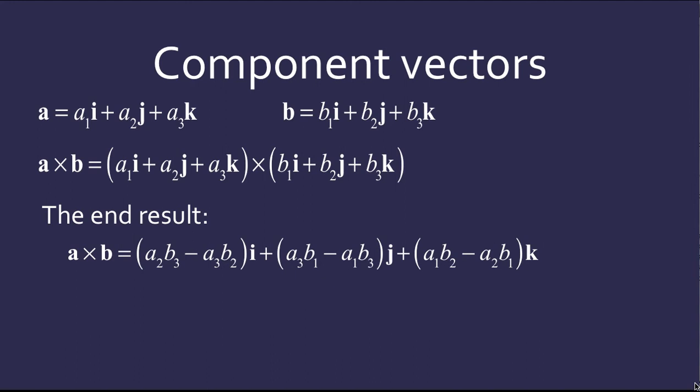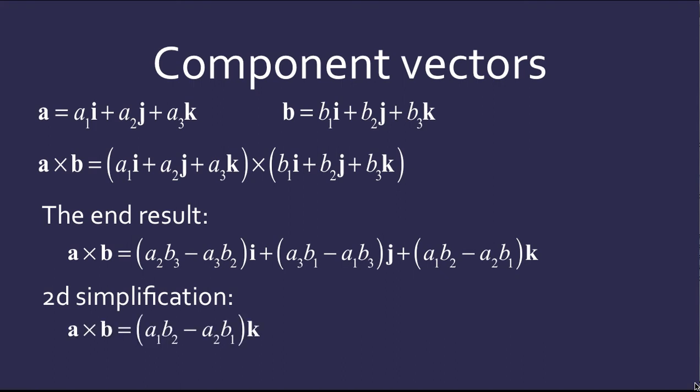Note that because the cross product always produces a result perpendicular to both the original vectors, the cross product of 2D vectors in the xy plane will always produce a vector exclusively in the z or k direction. So for 2D vectors in the xy plane, the cross product can be simplified to (a1b2 minus a2b1) k.